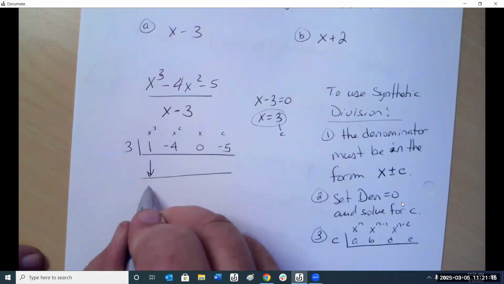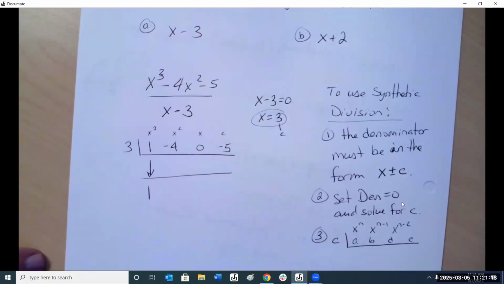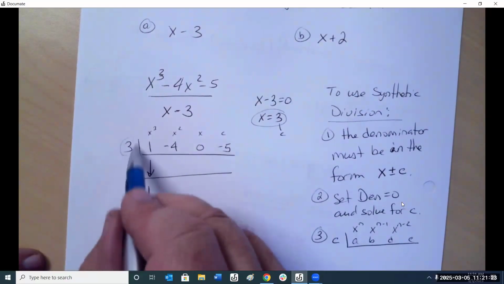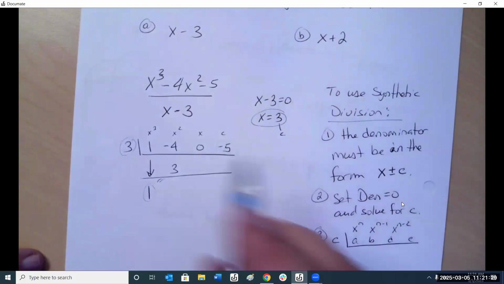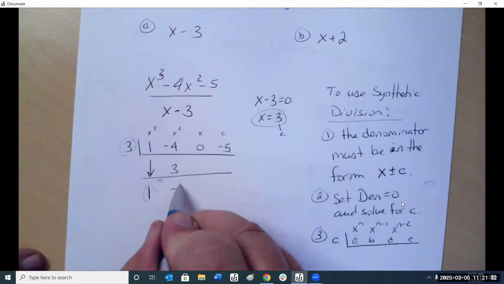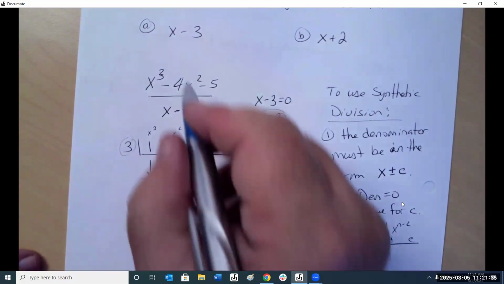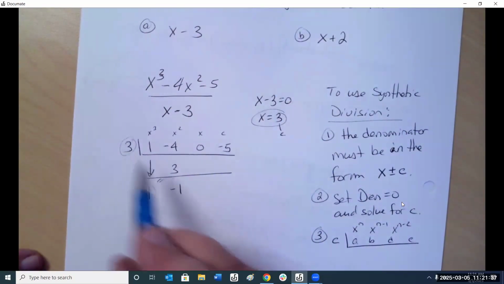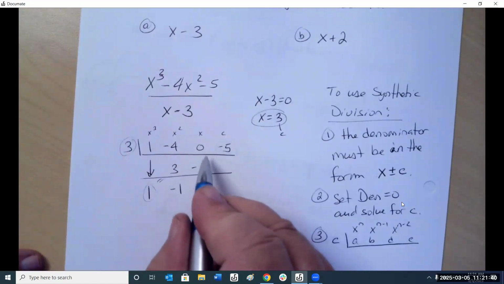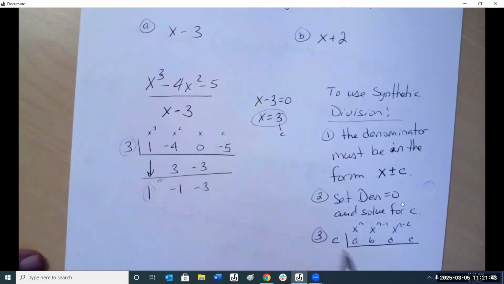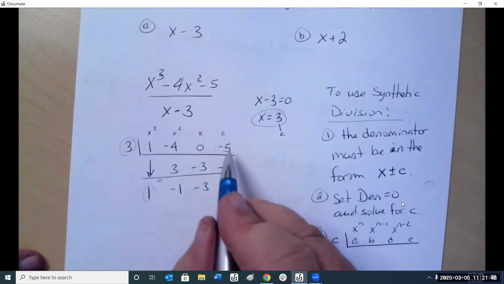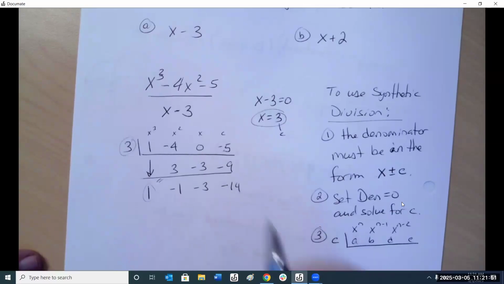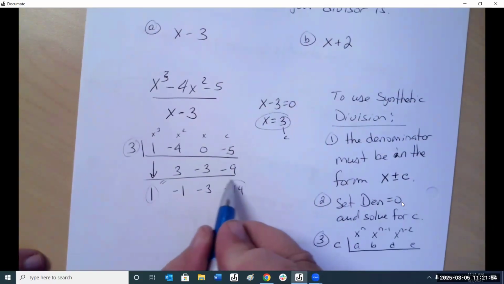Bring down the first term. Now it's a matter of multiplication, addition, multiplication, addition. So c times this, 3 times 1 equals 3. -4 plus 3 is -1. So it's multiplication this way, addition straight down. 3 times -1 is -3. 0 plus -3 is -3. 3 times -3 is -9. -5 plus -9 is -14. There is your remainder.